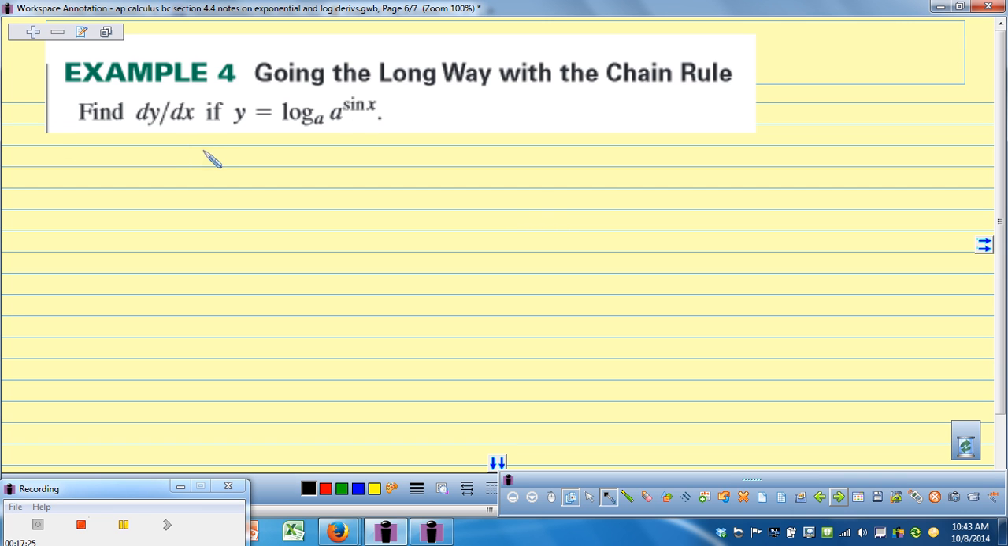Find dy dx if y equals log base a of a to the sine x. Do this at your desk right now, and don't say anything while you're doing it. Go. Well, I just gave you a rule a second ago for log base a. You know what to do.